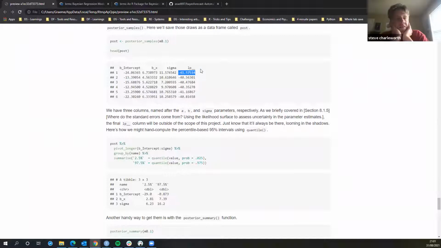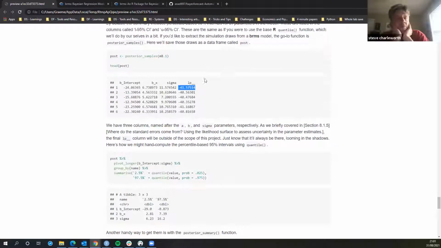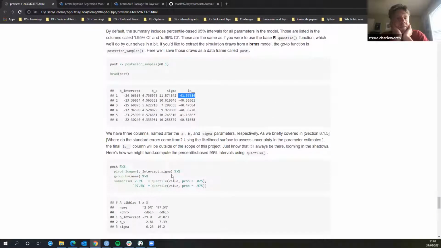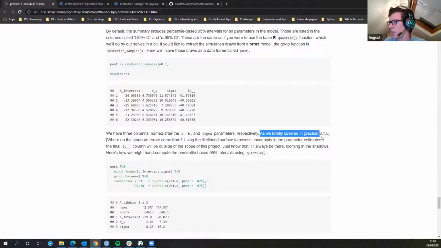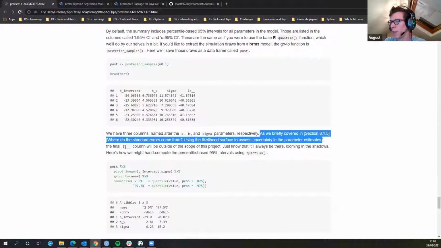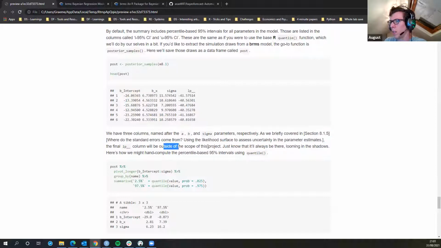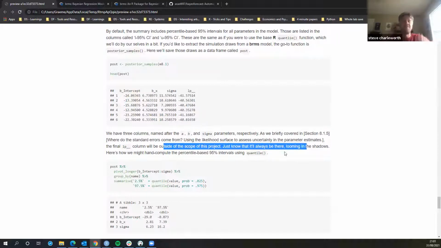And then that's again our, what's it called? Is that the log of the probability or something? No, he called it something else earlier. Not confidence, it was credible. Credible, that's it, credible interval. So we have 3 columns named after the A, B, C, and sigma parameters, respectively, as we briefly covered. Where did these parameters come from? Using the likelihood surface to assess the uncertainty of the parameter estimates. The final column is outside the scope. Yeah, it's basically saying the same thing.